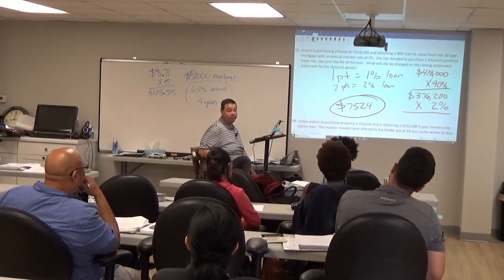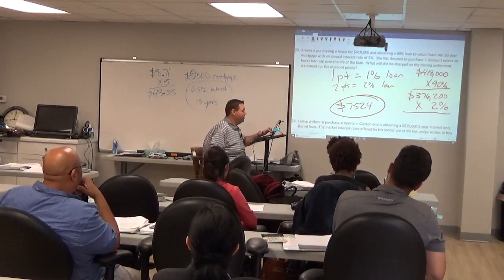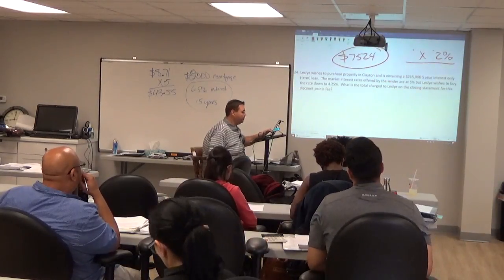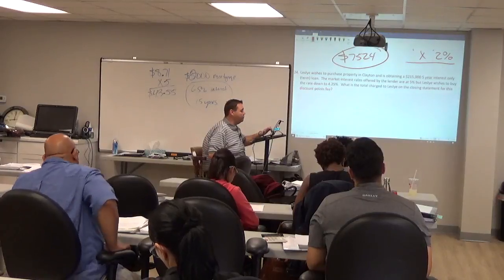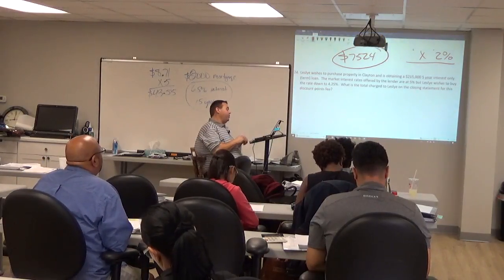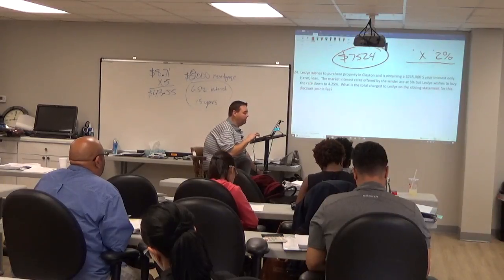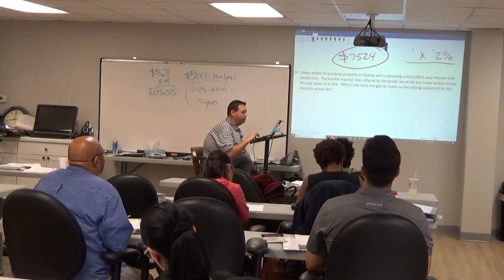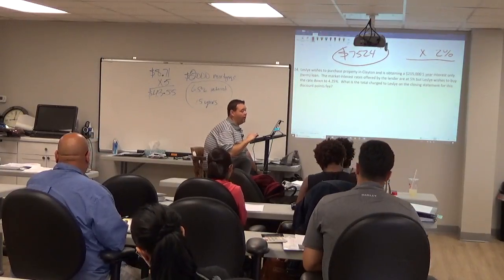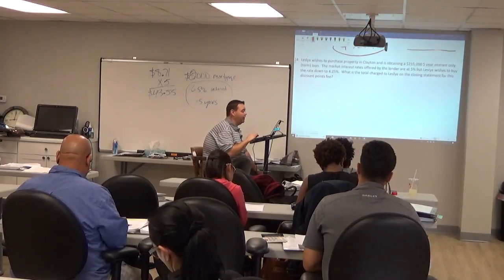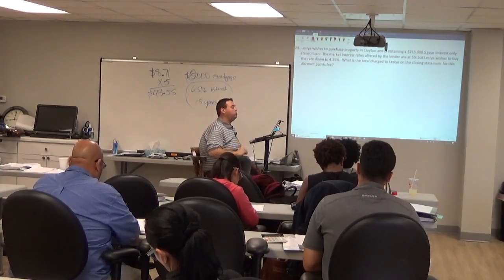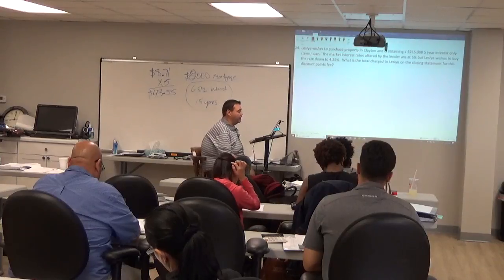Okay, is everybody good? All right, number 24. Leslie wishes to purchase a property in Clayton and is obtaining a $215,000 5-year interest-only loan, called a term loan. The interest rate is being offered by the lender at 5%, but Leslie wishes to buy the rate down to 4.25%. What's the total charge to Leslie on the closing statement for this fee?